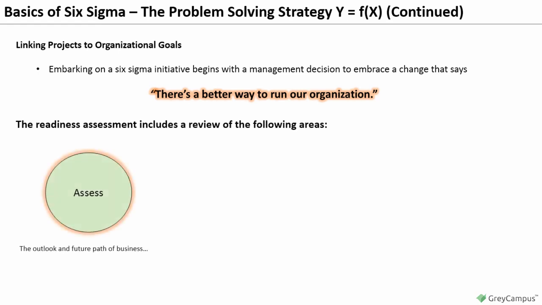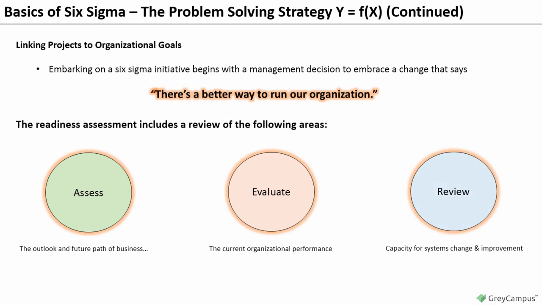Assess the outlook and future paths of the business. Is the strategy course clear for the company? Can we meet our financial and growth goals? Does our organization respond effectively to new circumstances? Evaluate the current organizational performance. What are our current overall business results? How effectively do we meet customer requirements? How effectively are we operating?